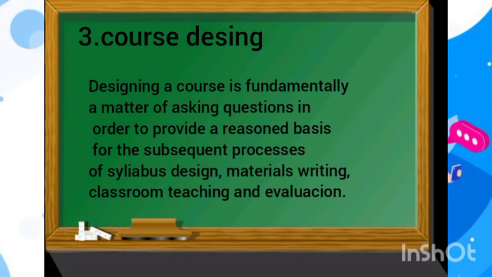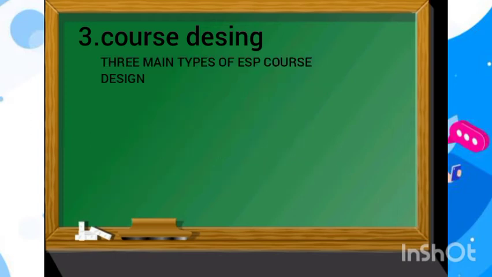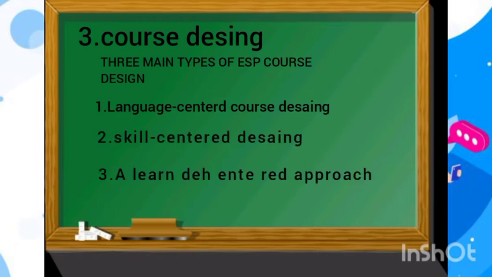The third material is course design. Designing a course is fundamentally a matter of asking questions in order to provide a reasoned basis for the subsequent process of syllabus design, materials writing, classroom teaching, and evaluation. In course design, there are three main types of ESP course design. Number 1 is language-centered course design.